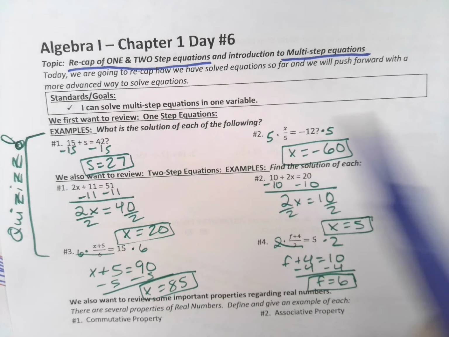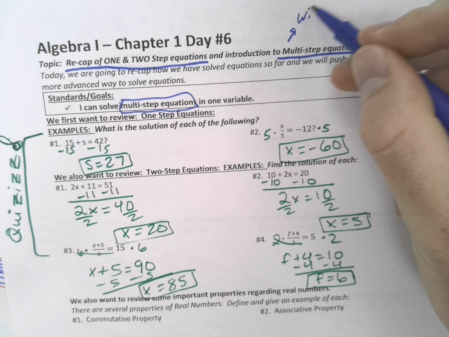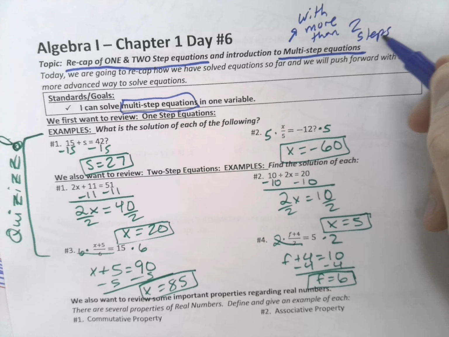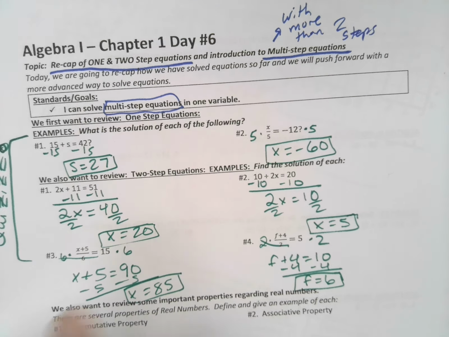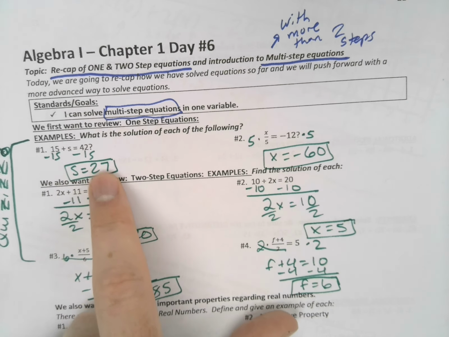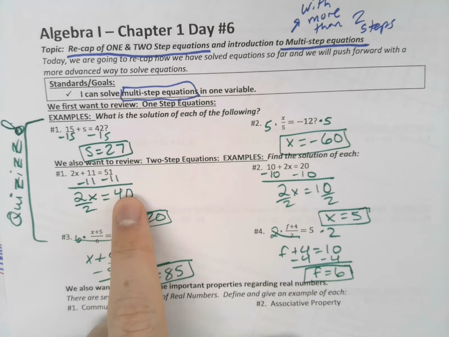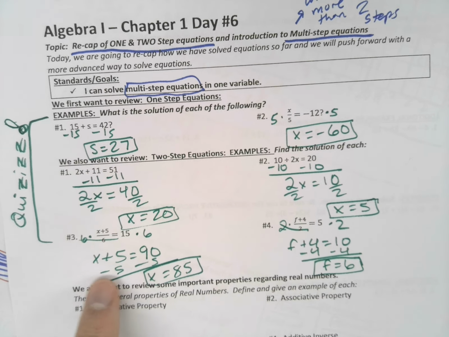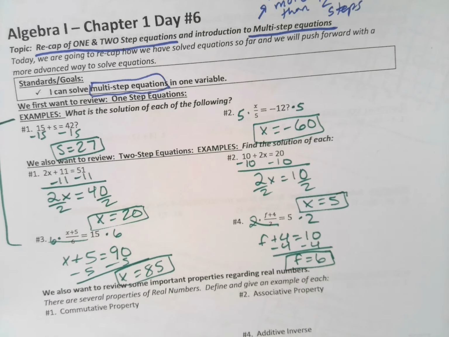Now, something new we're going to be introducing today are multi-step equations. All a multi-step equation is, is an equation with more than 2 steps. That's all it means to be a multi-step equation. So for example, 1 and 2 here are one-step equations. You subtract 15, you got your answer. You multiply by 5, you got your answer. These are 2 steps. Subtract and divide, multiply and subtract.